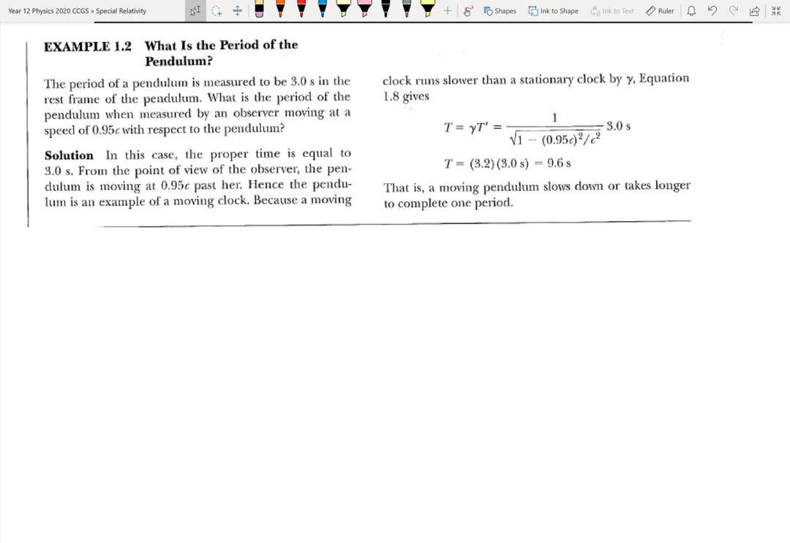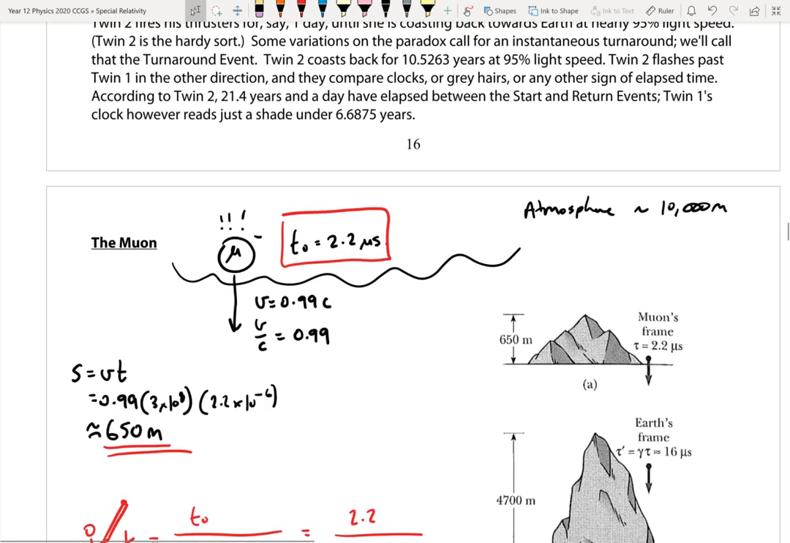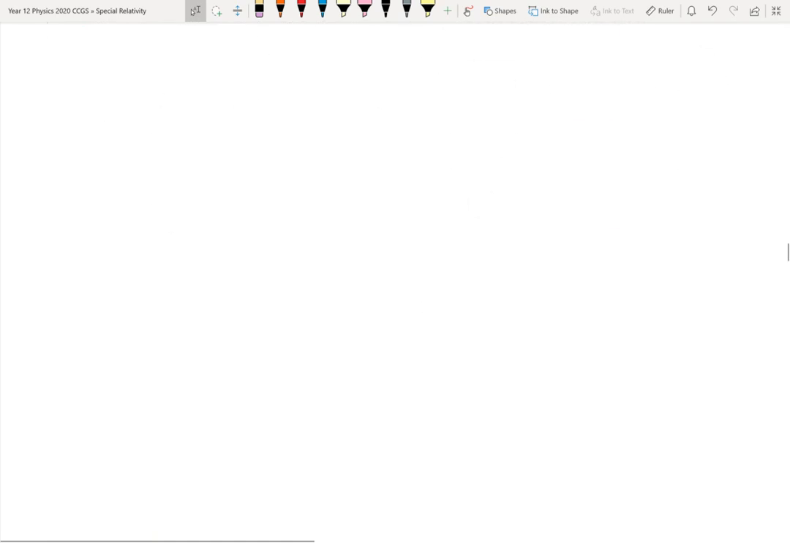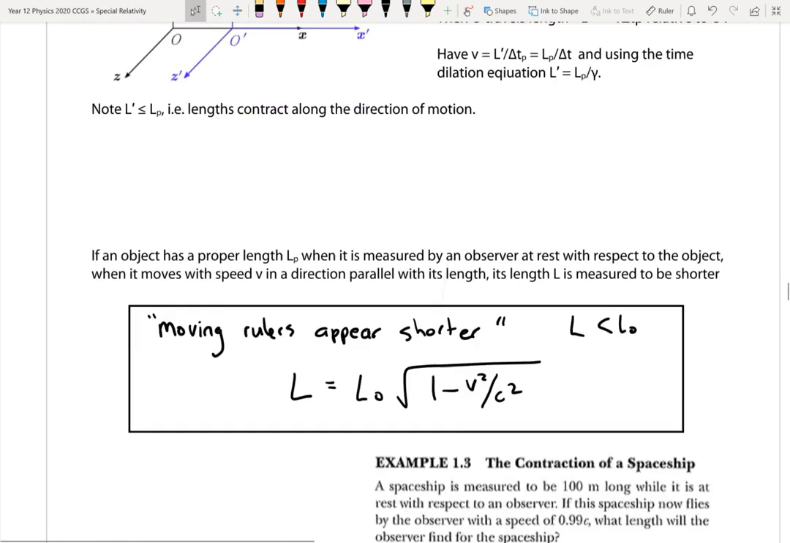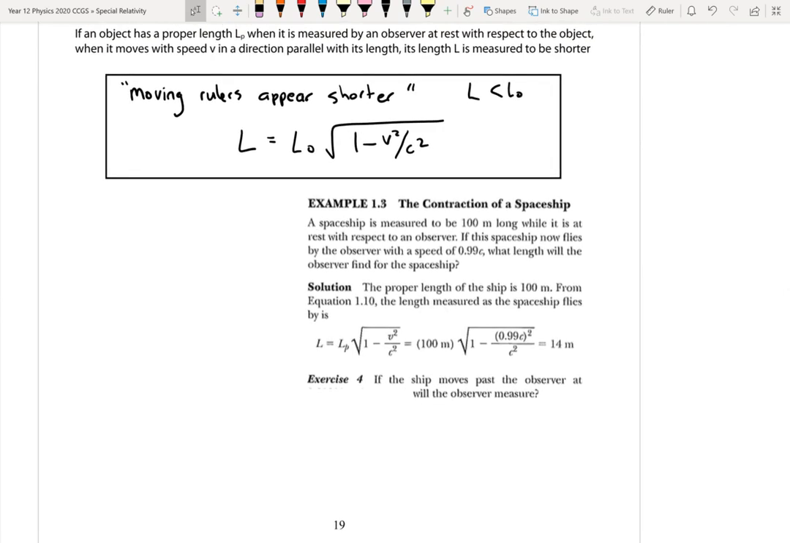One last thing. The length contraction is in the direction of the motion. I do want you to write it down. Go back to your length contraction box, page 19. Here's our spaceship. If our spaceship was travelling this way at 0.99 c, then the y dimension is not contracted. It is only the x dimension. It's perpendicular, so they don't change. So it's only the x length that is contracted. You could say moving rulers are shorter in the direction that they are travelling.